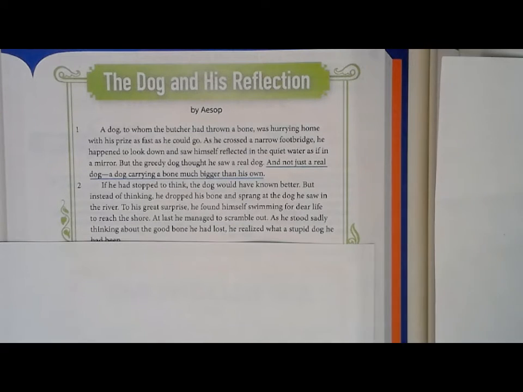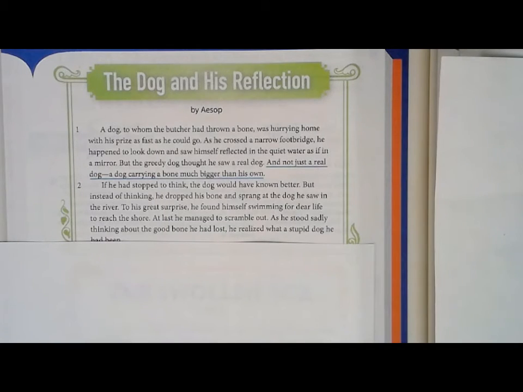The Dog and His Reflection. A dog, to whom the butcher had thrown a bone, was hurrying home with his prize as fast as he could go. As he crossed a narrow footbridge, he happened to look down and saw himself reflected in the quiet water as if in a mirror. But the greedy dog thought he saw a real dog, and not just a real dog, a dog carrying a bone much bigger than his own.